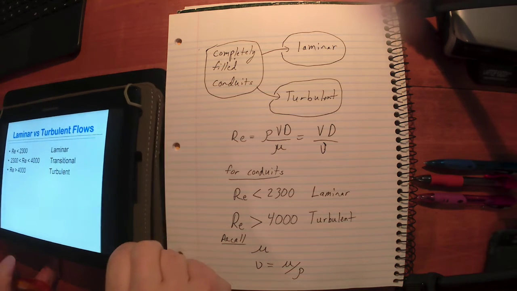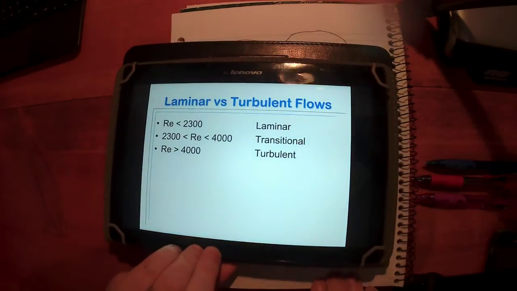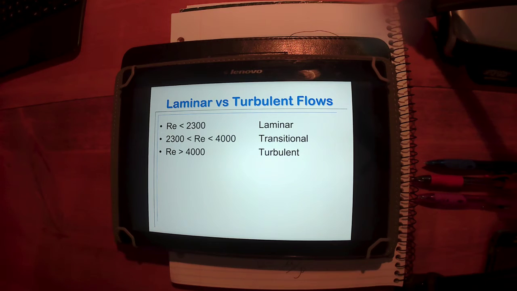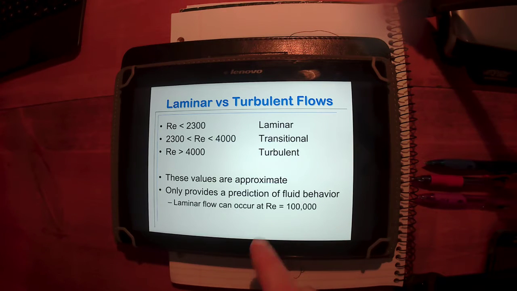Okay? And so, just continuing off my slides here, again trying to stick with what we normally do in class, try to not get us too far off. But you can see I've basically already stolen this thunder, so let's keep moving. Again, these values are approximate. It's only a prediction.